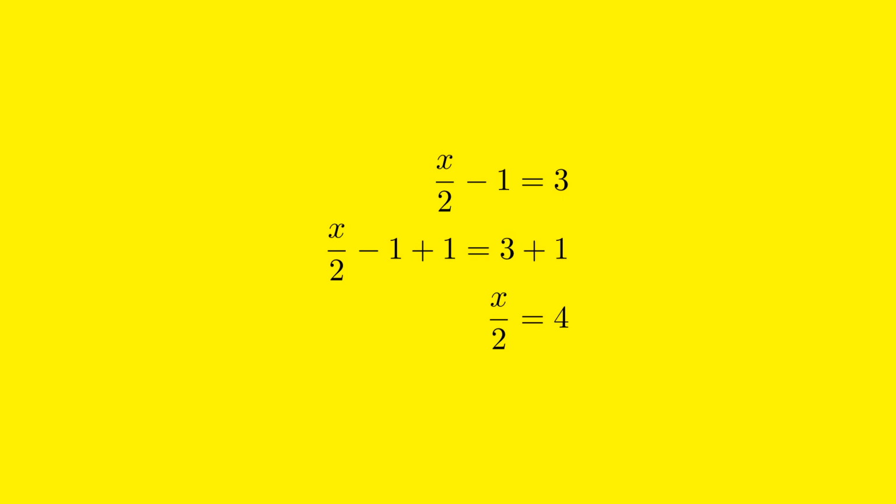This step was necessary to isolate the variable term x divided by 2 and make it easier to solve for x in the subsequent steps.